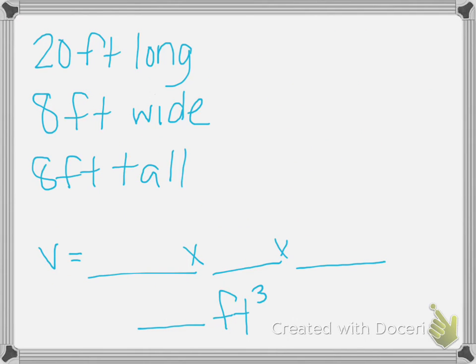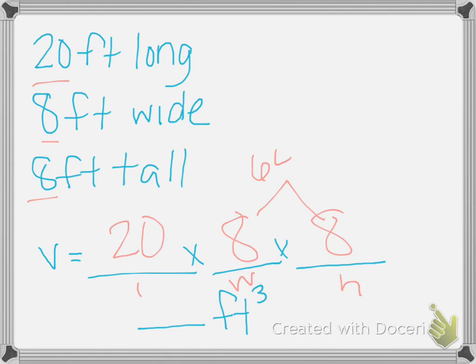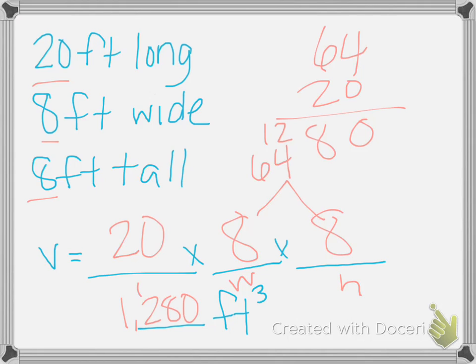Number 5 says find the volume of a shipping container that is 20 feet long, 8 feet wide, and 8 feet tall. Use the formula volume equals length times width times height. So the length is 20, the width is 8, and the height is 8. So 8 times 8 is 64. 64 times 20. 0. 2 times 4 is 8. 2 times 6 is 12. So your answer is 1,280 feet cubed.